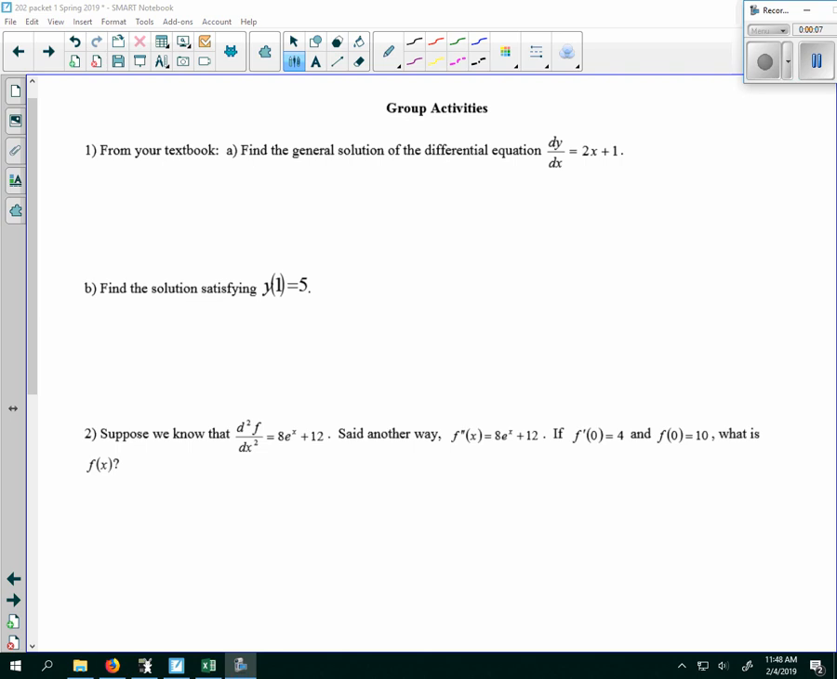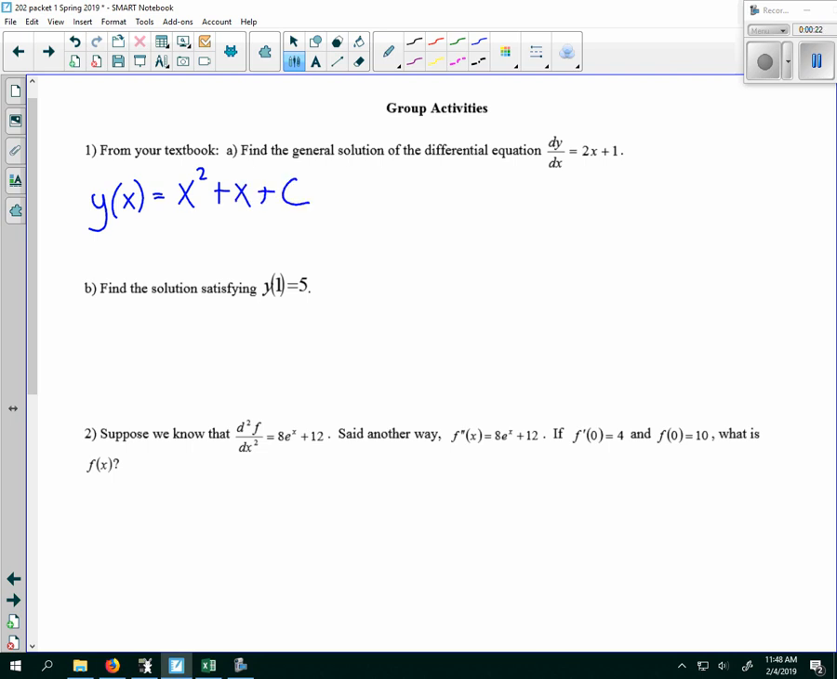Find the general solution of the differential equation dy/dx equals 2x plus 1. So we're looking for a family of functions whose derivative is 2x plus 1. So that would be x squared plus x plus c.